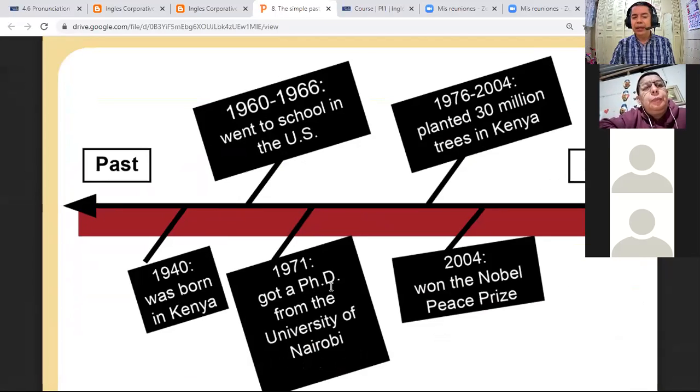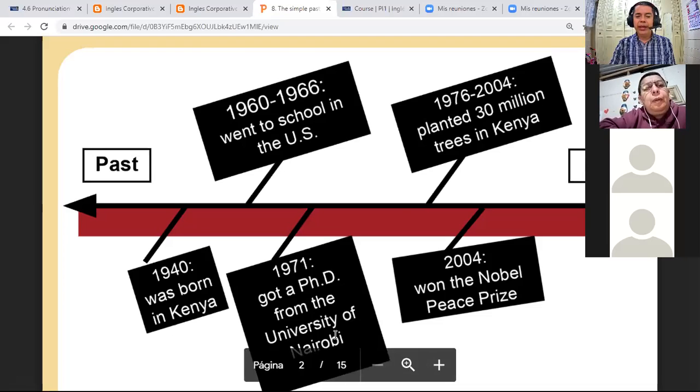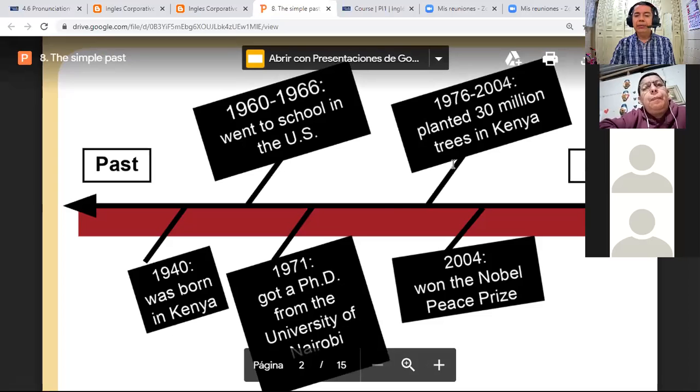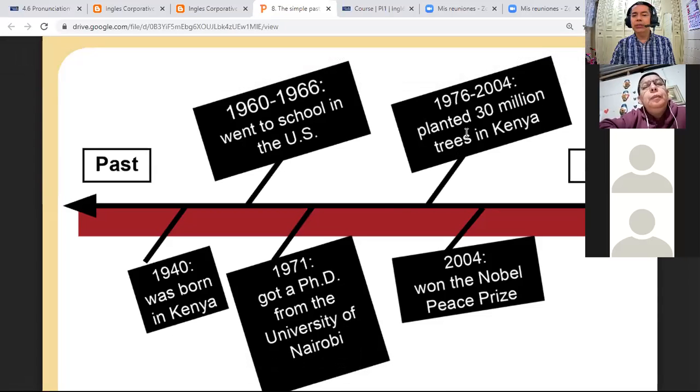It's like a philosopher degree, right? Es un grado de, como diríamos aquí, algo parecido a licenciatura, from the University of Nairobi. From 1976 to 2004, she planted 30 million trees in Kenya. Can you imagine? Okay, ya quisiéramos que aquí plantaran por lo menos la mitad de esos árboles, ¿verdad? And in 2004, she won the Nobel Prize.